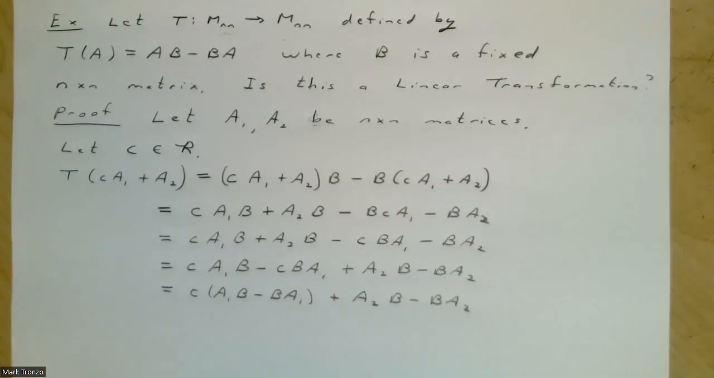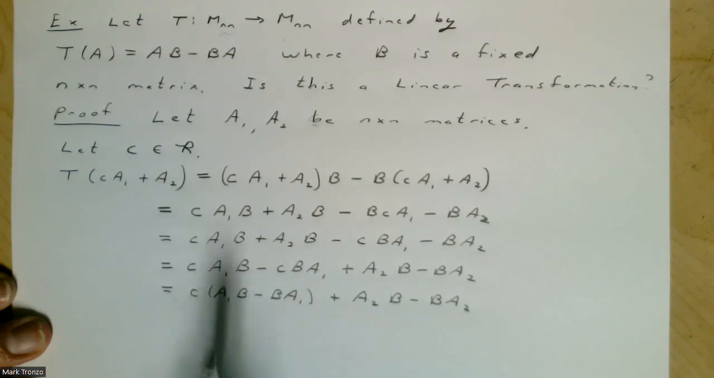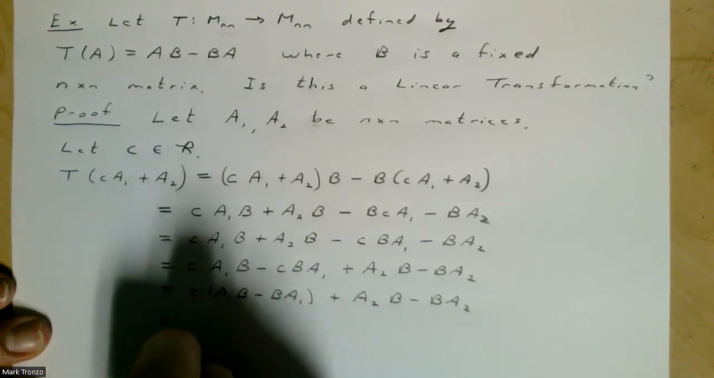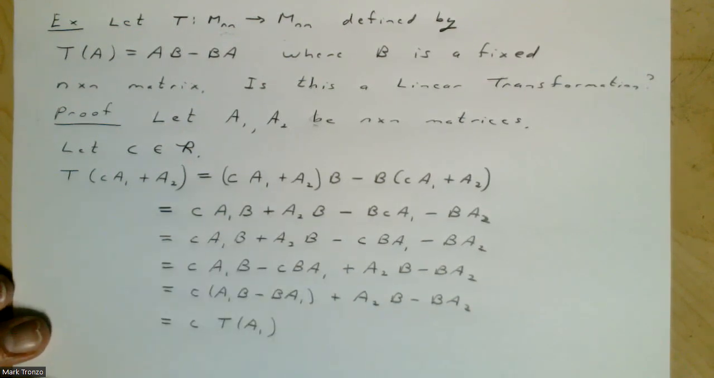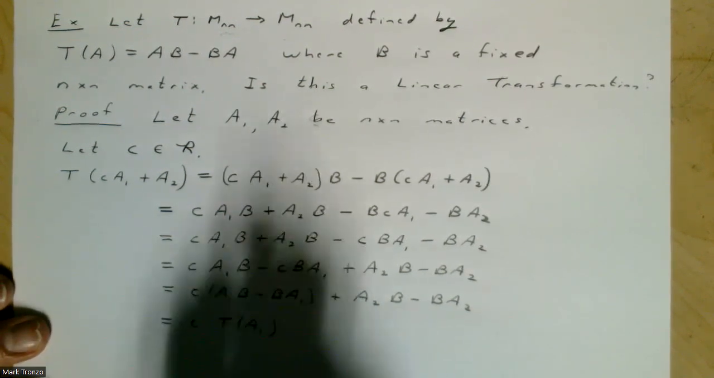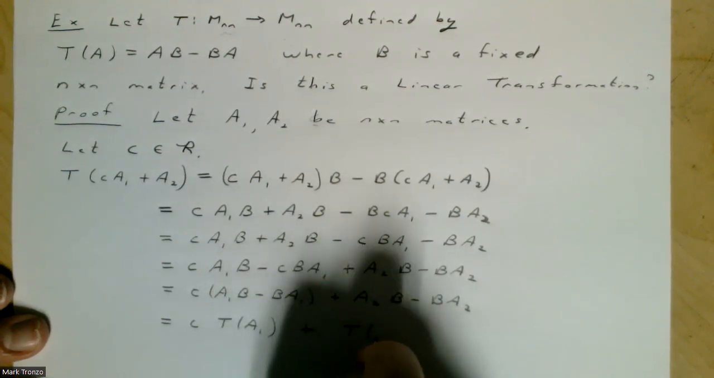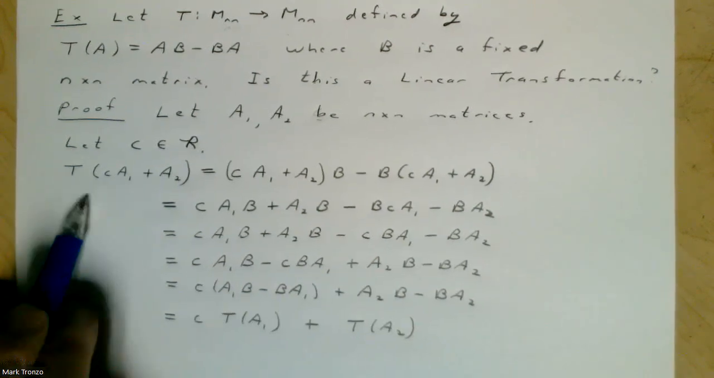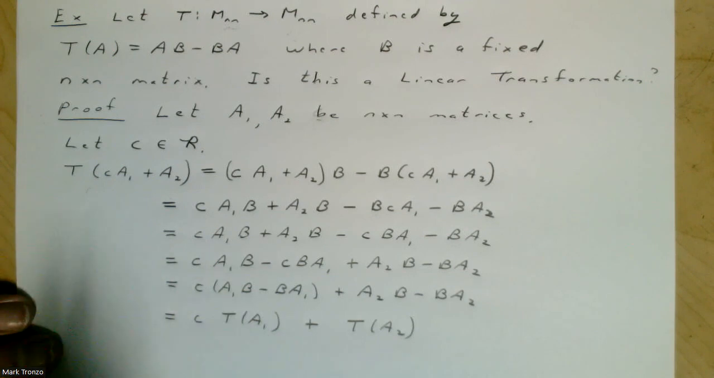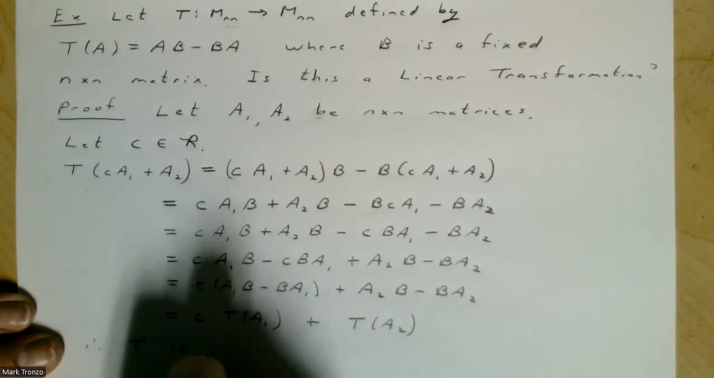Like this. And now what is this? According to our definition up here, this is precisely C T(A1), isn't it? And this over here is precisely T(A2). So we started with this, we got this, therefore T is a linear transformation.